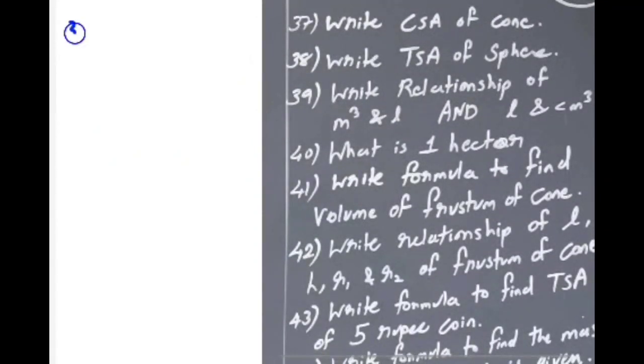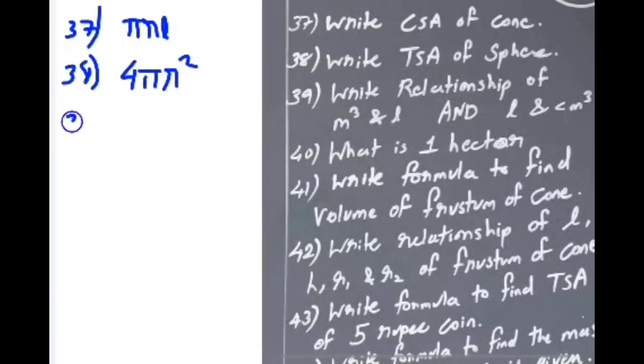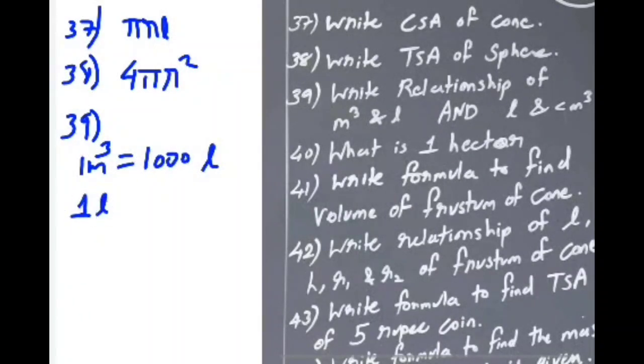Then 37. Write CSA of cone. The CSA of cone is pi r L. Then 38. Write TSA of sphere, that is 4 pi r square. 39. Write relationship of 1 meter cube and liter. So 1 meter cube is 1000 liter, and 1 liter is 1000 centimeter cube. Centimeter cube can also be called ml. Okay, 1 centimeter cube is 1 ml.